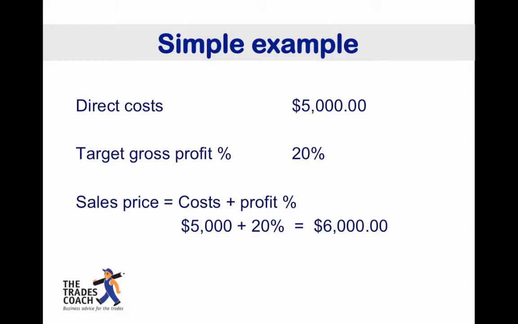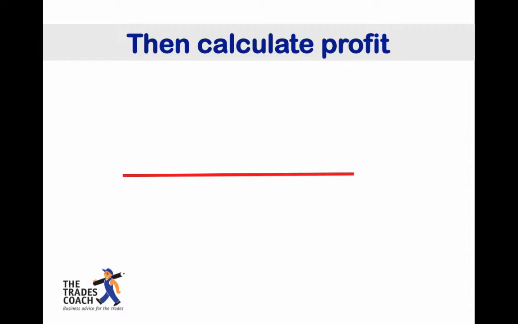So in our example, we have our $5,000 of direct costs. We added on our 20% profit figure to get our sale price of $6,000. Fantastic. Will that give you that 20% profit figure that your accountant says you need to hit in order to run a successful business? Let's calculate it.